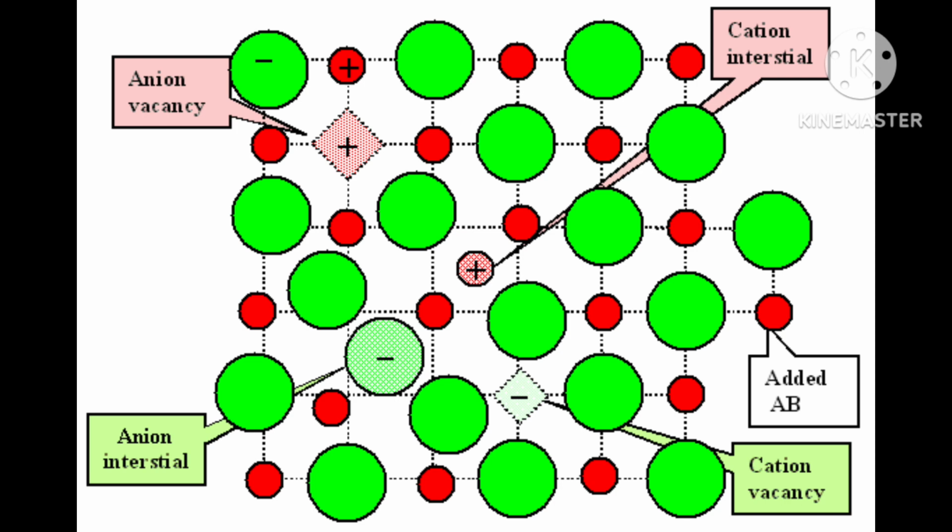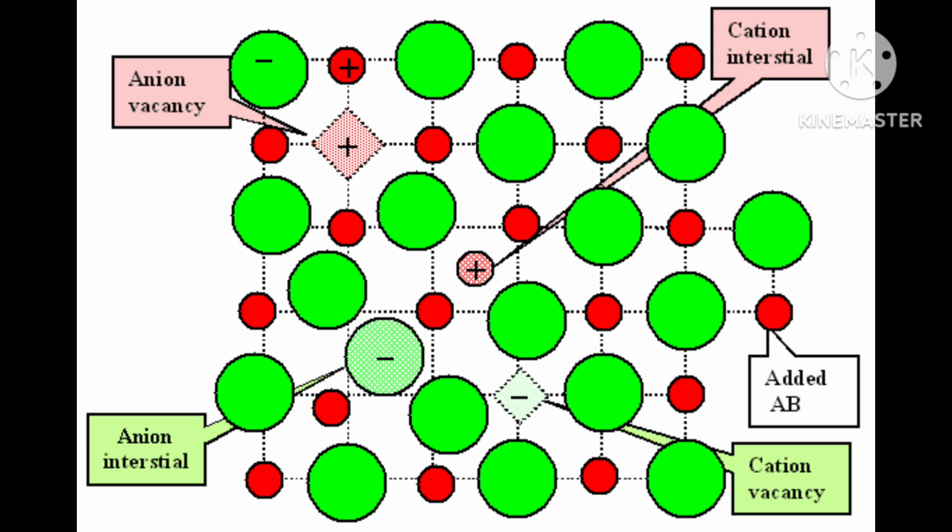Today I will continue from the last class, that is types of point defect. Last class I discussed imperfection in solids. I gave an idea about imperfection in solids. Now I will continue.